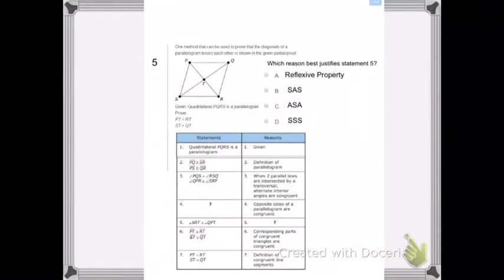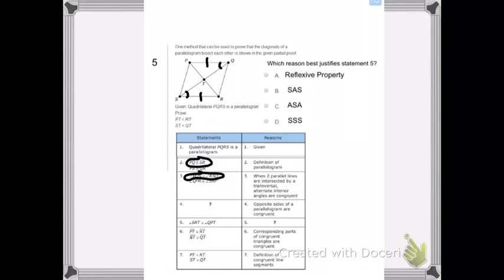To find the answer, you have to look at the proof. First, you look at statement 2, and you see that side PQ is parallel to side SR, which means you can mark them as congruent. And next, you look at statement 3, and you see that angle PQS is congruent to angle RSQ. So that means that this angle is congruent to this angle.